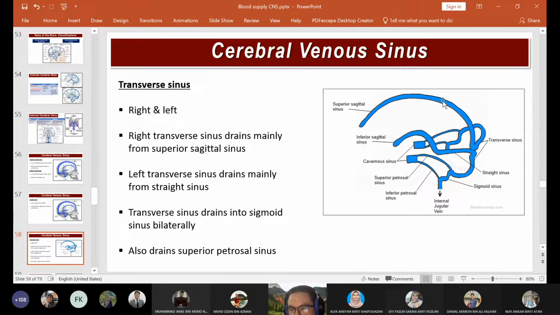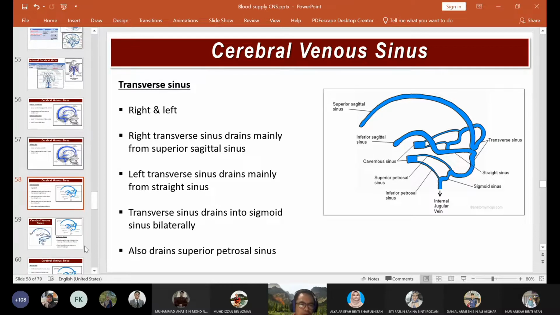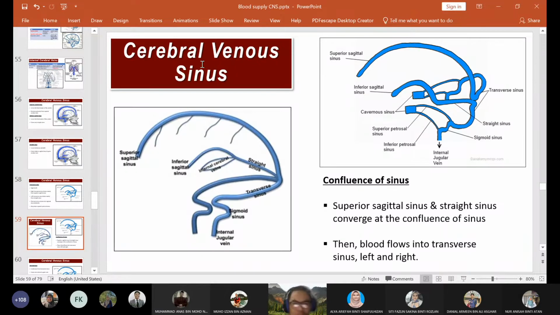Okay, and then transverse pula dia akan jadi sigmoid. So from superior sagittal, right transverse, right sigmoid. Nampak tak? Inferior sagittal, straight sinus, left transverse, sigmoid. Okay. And also drains the superior petrosal sinus. So here is a superior petrosal. Also goes to the transverse. Tak apa, jangan takut. Doktor, benda doktor peningnya tengok. Okay, tak apa, so slow.